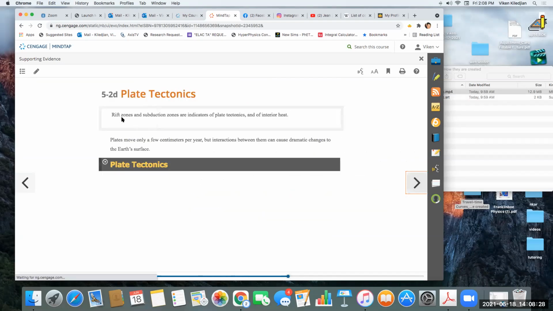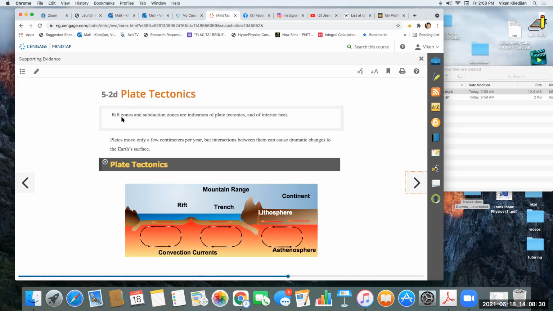Rift zones and subduction zones are indicators of plate tectonics and of interior heat. So you see here, this is a rift, meaning two plates are getting separated. When the convection under the Earth pushes this up, these two plates start moving this way, and a rift is created here. And then this plate comes and subducts under this one.